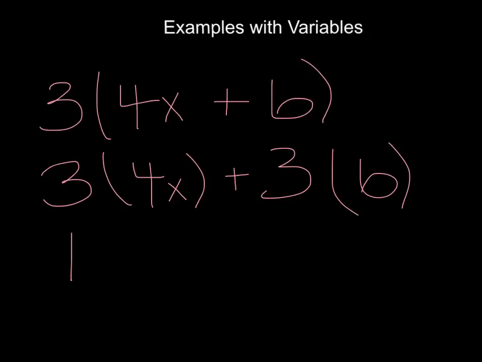3 times 4 is 12. Since we cannot substitute x for a number, we cannot add it to 12. So we just simply put the x next to the 12. 3 times 6 is 18. Again, since we cannot substitute x for a number, we cannot add 18 plus 12x. So 12x plus 18 will be the answer to our problem.